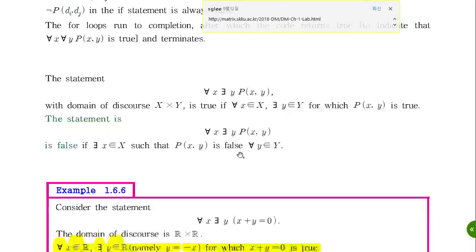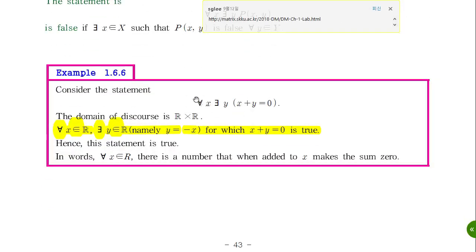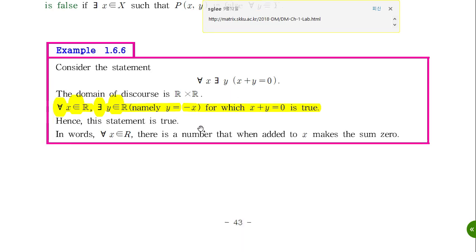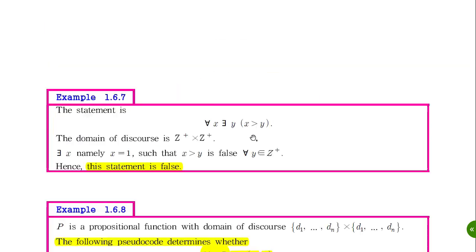Lab to check: for all x, there exists y such that x plus y is 0. This is true. If someone gives me any real number x, then if I choose y as minus x, then x plus minus x should be 0. So there exists such a y all the time. So this is a true statement. So this is a way of writing.